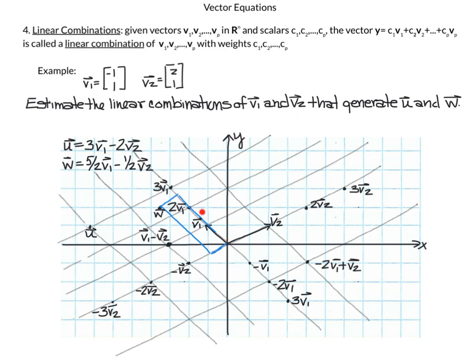Looking at w, it goes into fractions, but here I am at v1. I need to get up somewhere a little more than 2v1, between 2v1 and 3v1. And over here, I need to get maybe halfway over to -v2. So w is equal to 5 halves v1, halfway between 2v1 and 3v1, minus 1/2 v2. So this is my final answer. w is also a linear combination of v1 and v2 with coefficients or weights of 5 halves and -1/2.